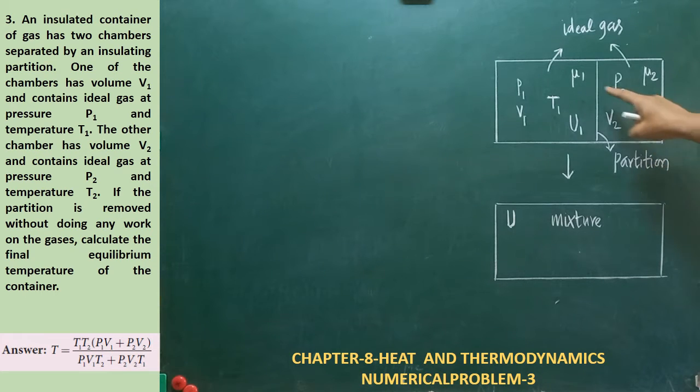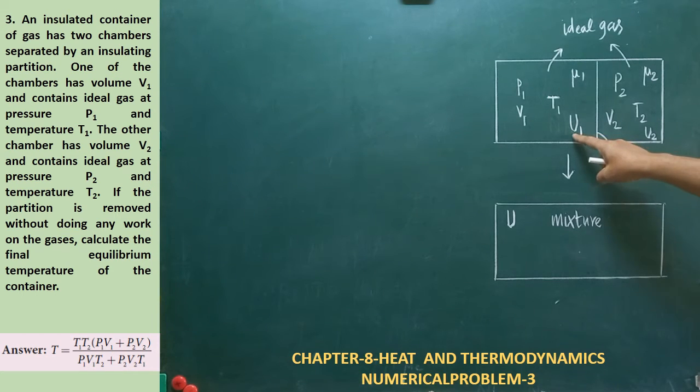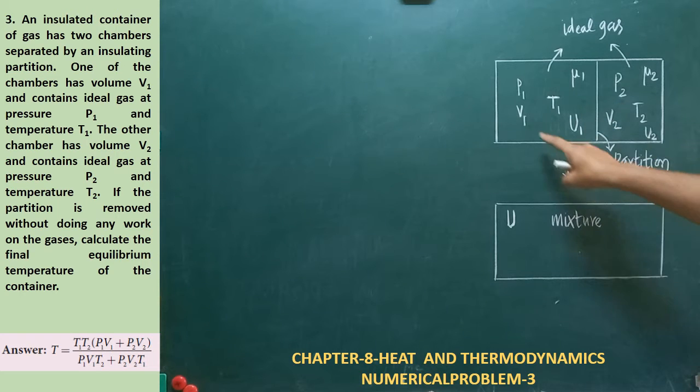Are you clear? So here the number of moles present in the first chamber can be taken as mu1, the number of moles in the second chamber can be taken as mu2, and the internal energy of the gas in the first chamber can be taken as U1 and the internal energy of the gas in the second chamber can be taken as U2.